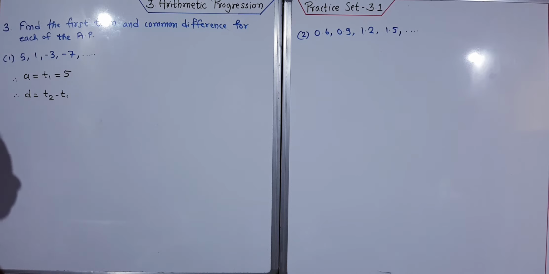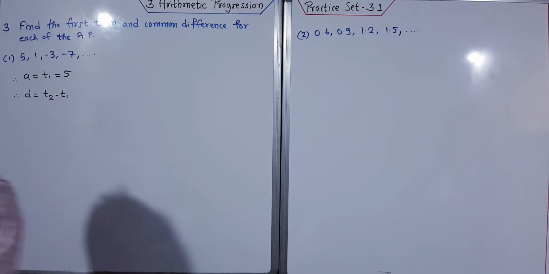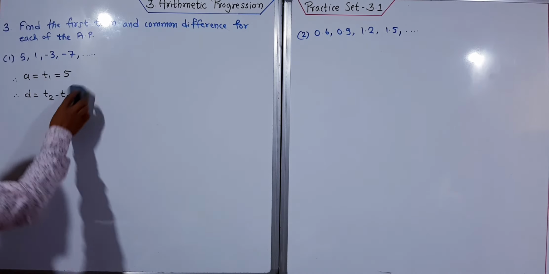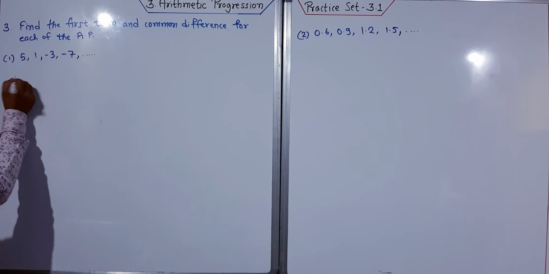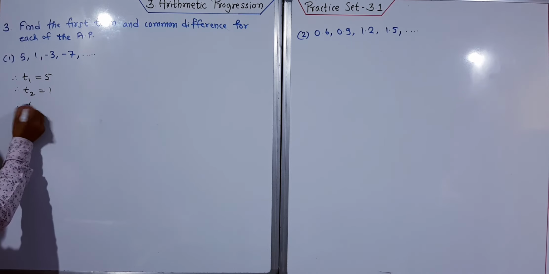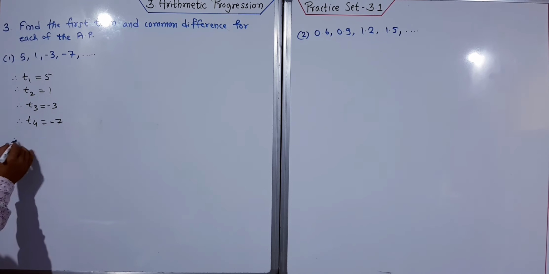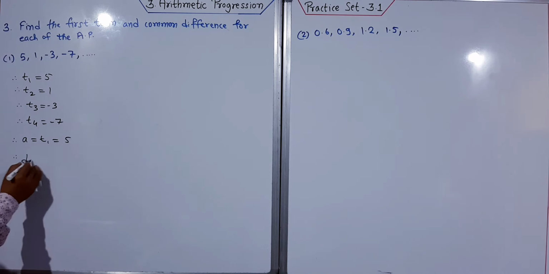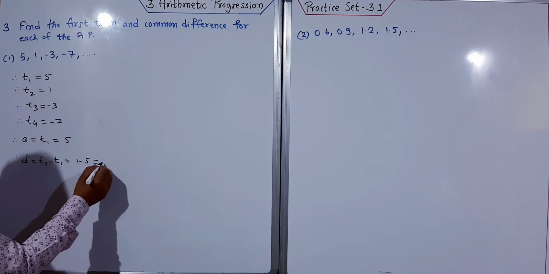Before solving this, I'm just making some correction in this. Now you can do this. So before solving this, we'll write the given terms. Therefore t1 is equal to 5, t2 is equal to 1, t3 is equal to minus 3, and t4 is equal to minus 7. Therefore A is equal to t1 is equal to 5, this is the first term, and d is equal to t2 minus t1, which is 1 minus 5, it is minus 4.